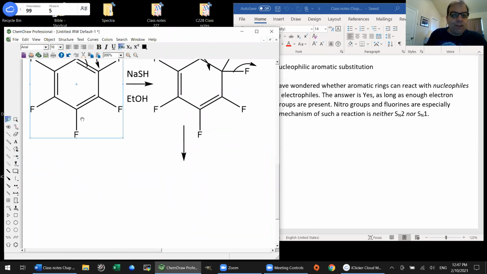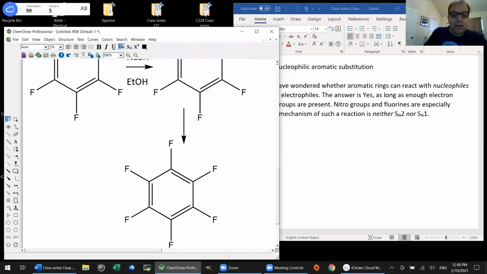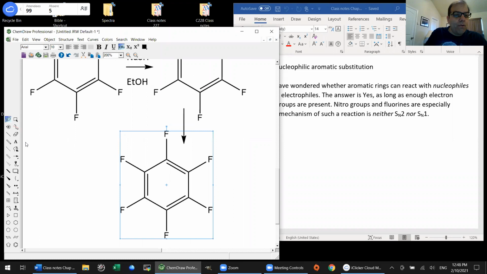And so I would expect that the major product would look like that, where sulfhydryl has replaced the fluorine. Sulfur makes for very good nucleophiles, so I think that would go very easily.